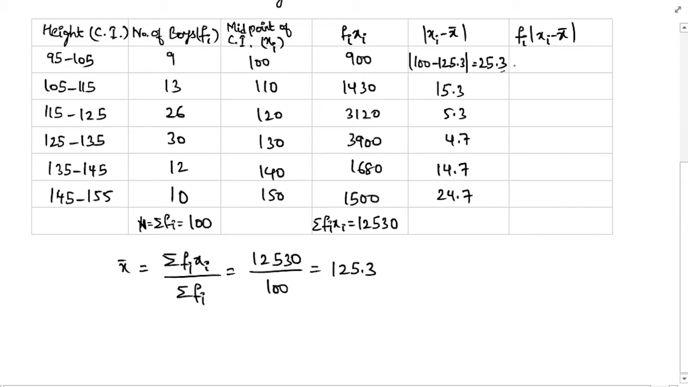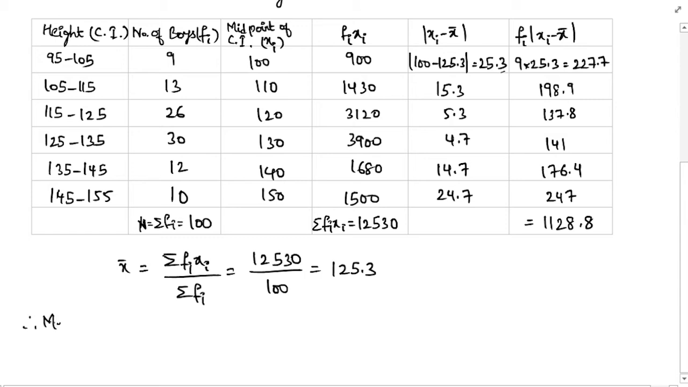Similarly, this is fi into this result. What is fi here? 9 into 25.3 will be equal to 227.7. Please calculate the other values: 198.9, 137.8, 141, 176.4, and 247. Now we have to take the summation of this also, which will be equal to 1128.8.